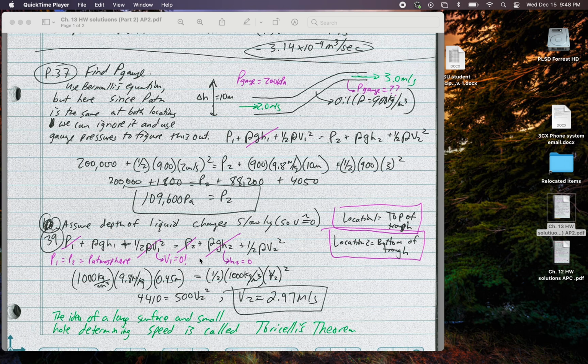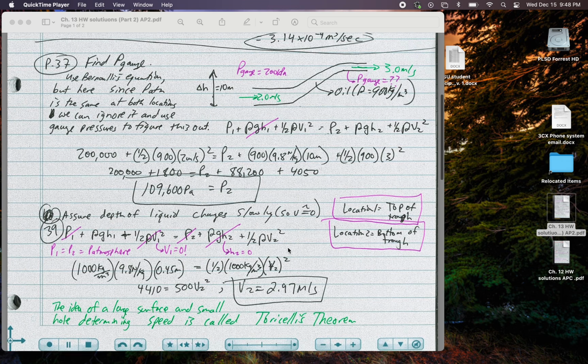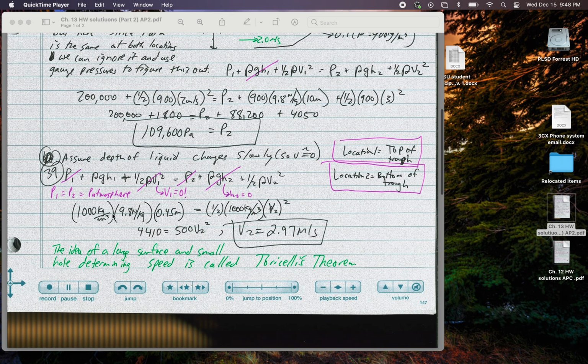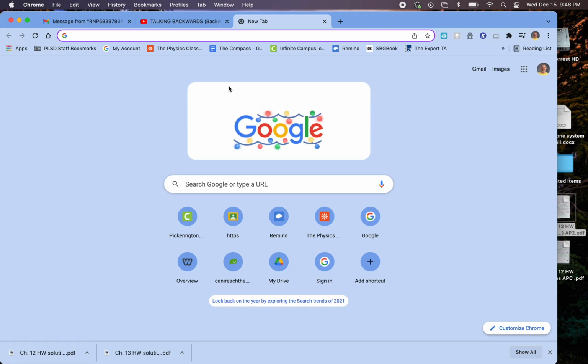So that cancels out. So basically what I have is a potential energy problem, potential energy converting into kinetic energy, which is freaking amazing. It's just that type of problem. And that really shows you how this Bernoulli's equation relates to energy. So essentially we get that it's coming out at about 2.97 meters per second. This particular idea of a large surface and a small hole determining the speed is, I believe, called Torricelli's theorem. I should look that up and see. Let me look that up and see.